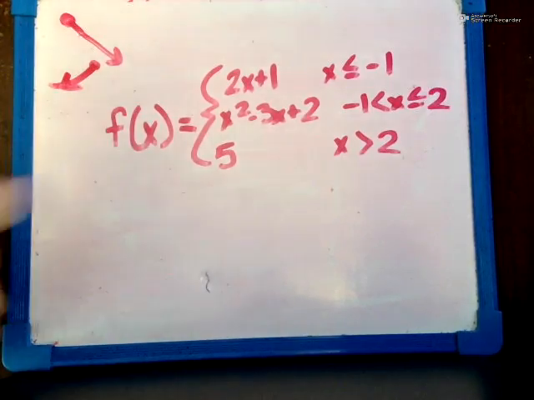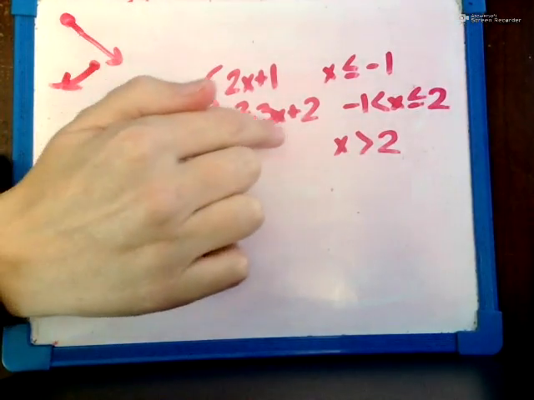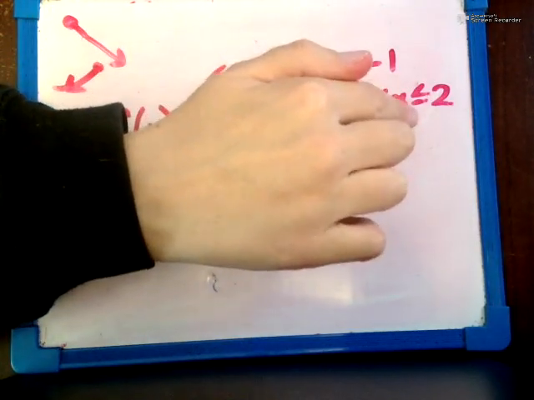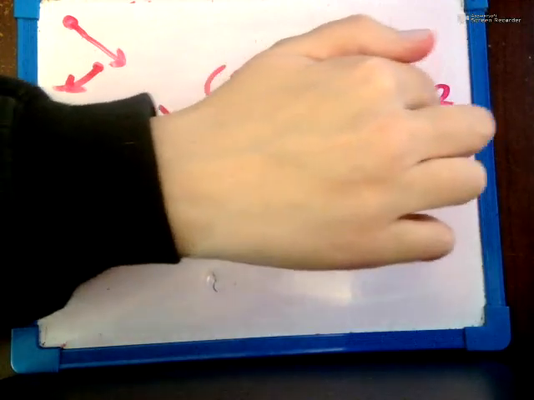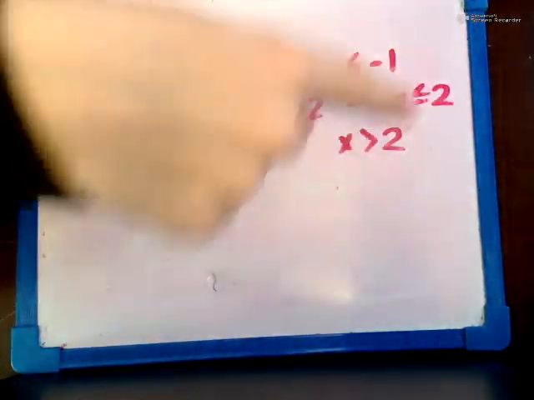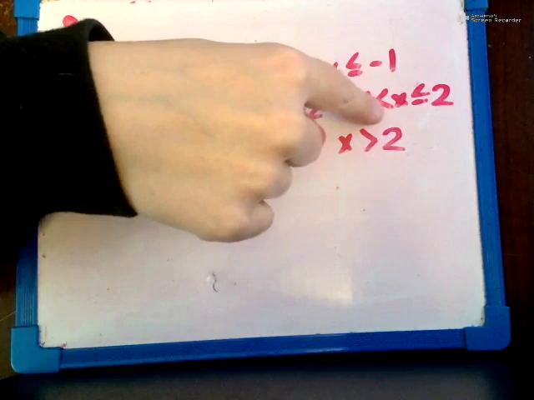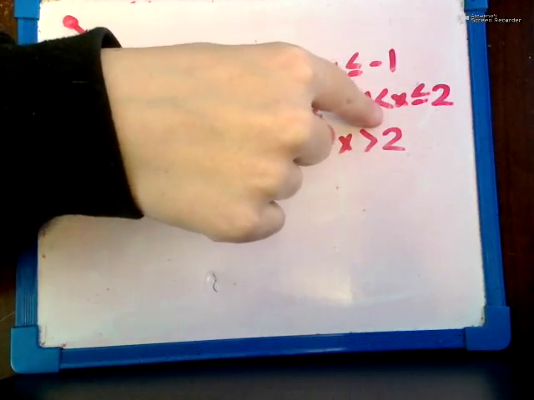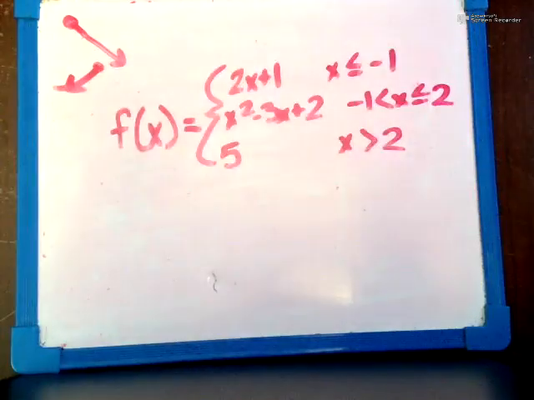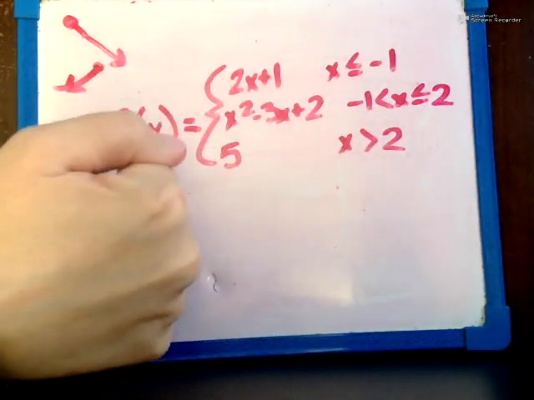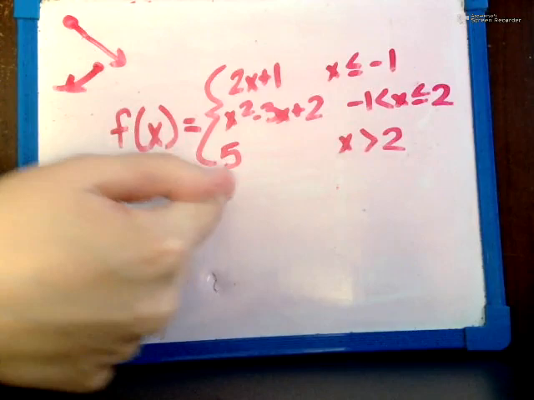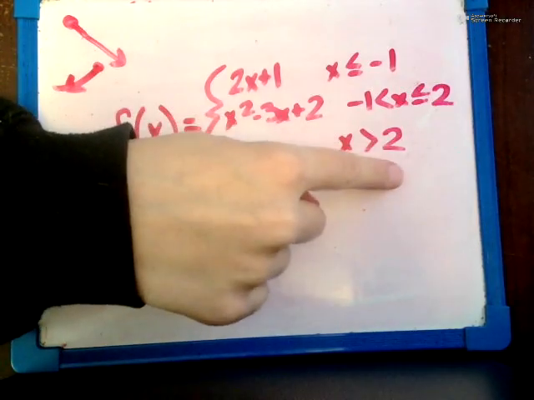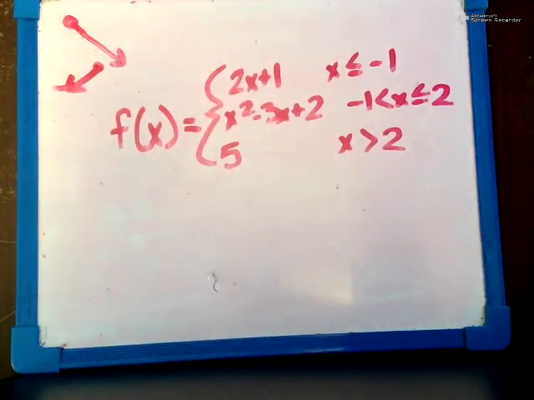Okay. So f of x is x squared minus 3x plus 2, and the domain is x is greater than -1 and less than or equal to 2. So this one would be an open circle because it's not included. So at -1, it would be an open circle, and at 2, it would be a closed circle. And for here, f of x is equal to 5, and the domain is x is greater than 2. This would be an open circle because at 2, it's not included.